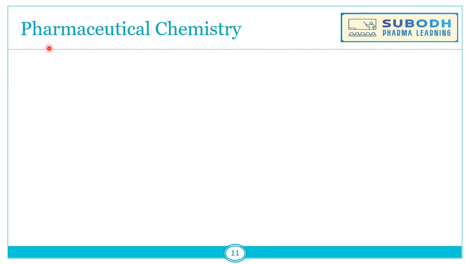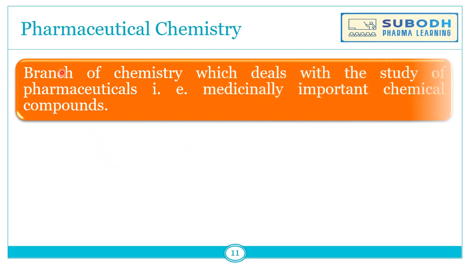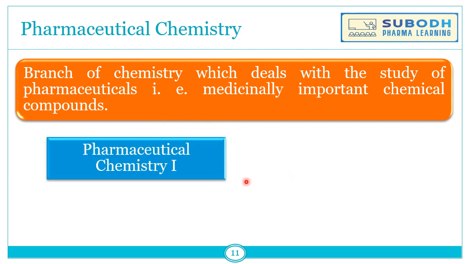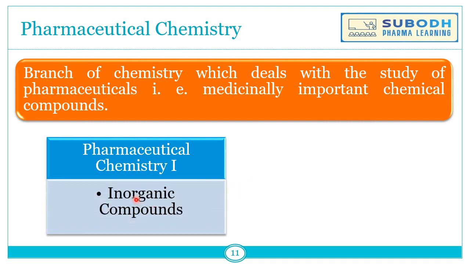What is pharmaceutical chemistry? Pharmaceutical chemistry is the branch of chemistry which deals with the study of pharmaceuticals, meaning medically or medicinally important chemical compounds. As we have studied pharmaceutical chemistry first in first year, in that we studied all the inorganic compounds which have medicinal importance.